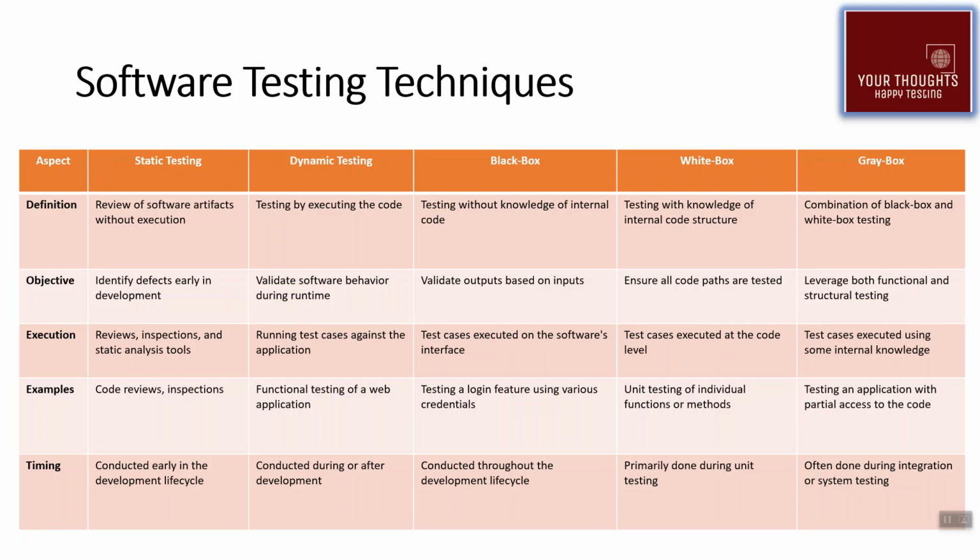And if we talk about white box testing from the timing perspective, it is primarily done during unit testing. Otherwise maybe you will not be able to do it, and if you do it after unit testing, our effort and cost will increase. In gray box testing, it is often done during integration or system testing. So these are the two phases where we can perform gray box testing on our application.